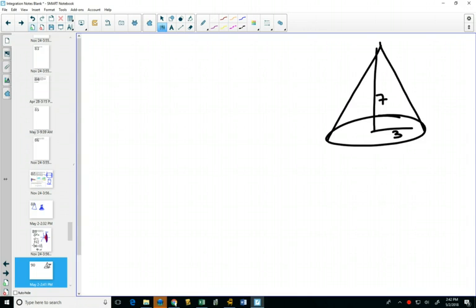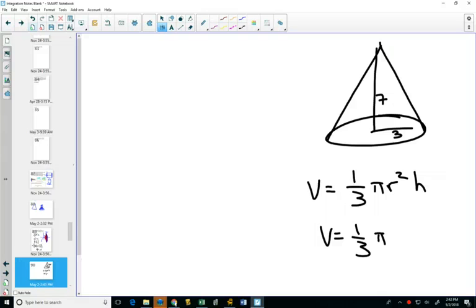3 and 7. What's the volume of this cone? What's the volume of a cone formula? 1/3 pi r squared height. So the volume of this one should be 1/3 pi 9 times 7, 21 pi. Okay?